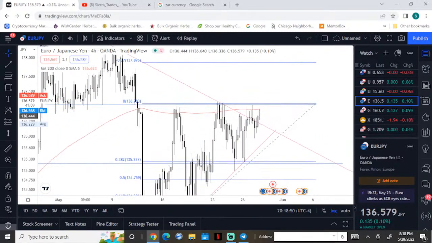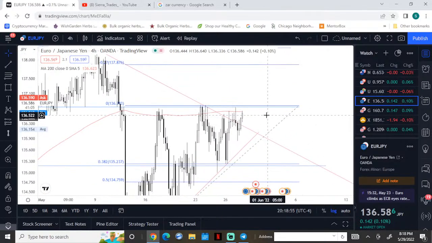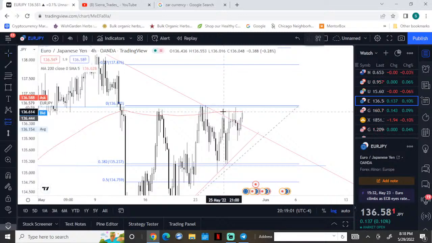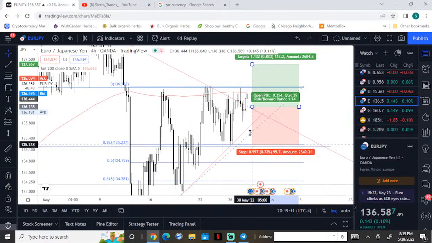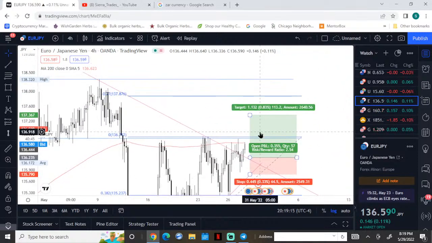So, wait a minute. Why I keep doing that? Here we go. Wherever it retraces to this trend line, give us a rejection. Then below that low. There we go.